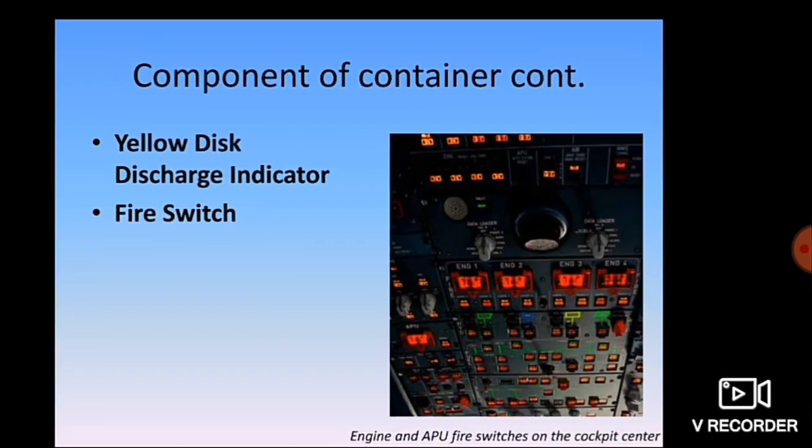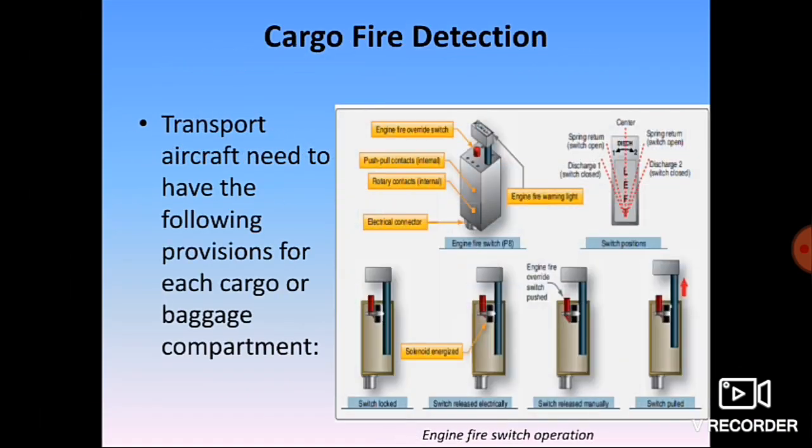So, the next one is the cargo fire detection system. Transport aircraft need to have the following provisions for each cargo or baggage compartment. The first one is the detection system must provide a visual indication to the flight crew within 1 minute after the start of fire.